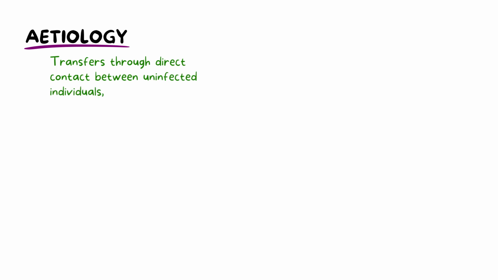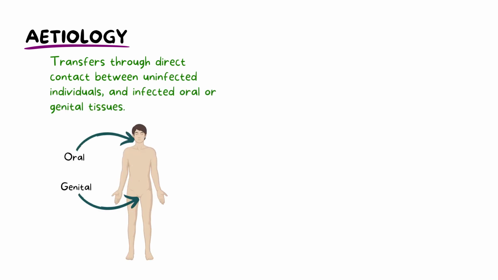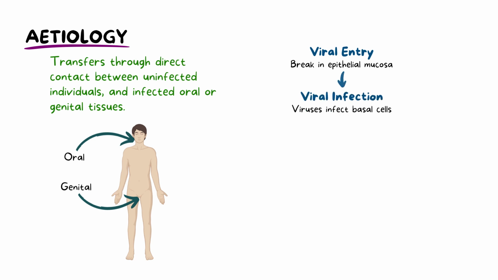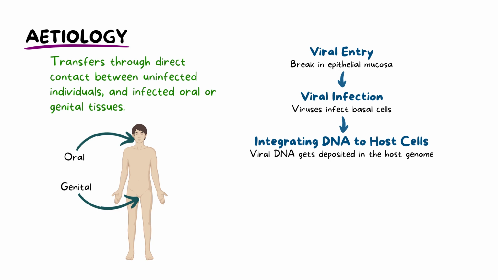Oral HPV is typically transmitted through direct contact between uninfected individuals and infected oral or genital tissues. Oral HPV enters the body through the epithelial tears, often caused by friction. Upon entry, the virus infects the basal cells where symptoms may not immediately present. After integrating the viral DNA alongside the host's genome, the cell's normal function may be disrupted.